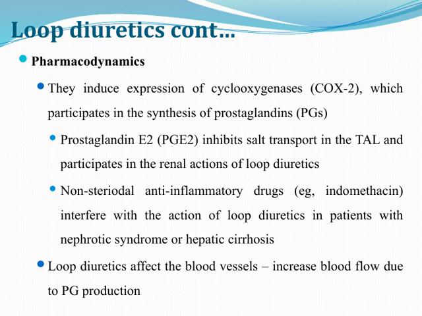It's also important to note that nonsteroidal anti-inflammatory drugs, like indomethacin, can interfere with this process. They block prostaglandin synthesis, which can blunt the effects of loop diuretics, especially in patients with conditions like nephrotic syndrome or hepatic cirrhosis. Finally, loop diuretics don't just act on the kidneys, they also affect blood vessels. By promoting prostaglandin production, they can increase blood flow, which can have systemic effects, including vasodilation. This vascular action adds another layer to how these drugs influence overall fluid and blood pressure regulation.